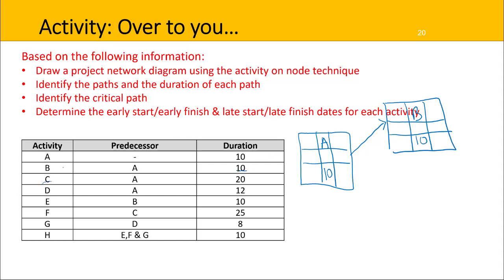We then have C. It's also connected to A. I put in my 9 box grid with C, and C has a duration of 20. So I've got you started. Work through those 4 activities and then I'll show you the answer.